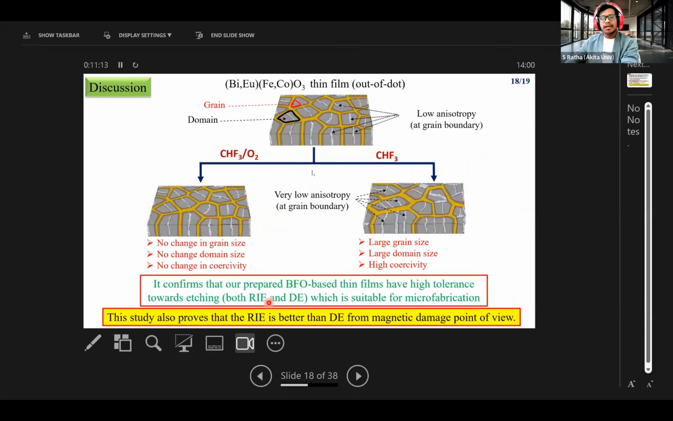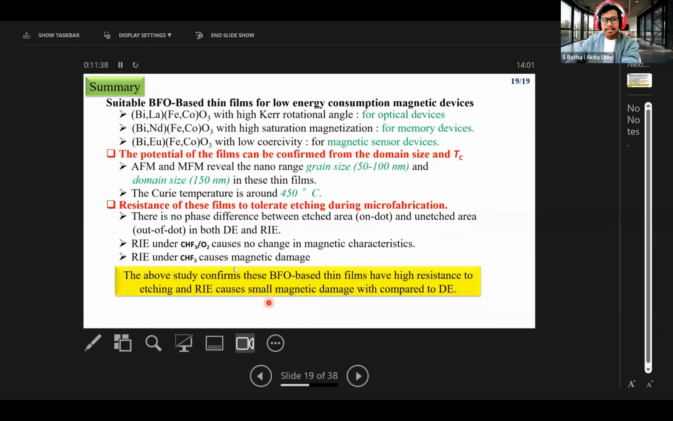So if I discuss my second part of the work, which is really interesting, we found an increase in the grain size, domain size and coercivity in the presence of CHF3 alone. If we introduce oxygen with CHF3, we could reduce all these things and find an optimized magnetic property, that is, no change in the magnetic property even after the microfabrication. That means RIE is better than dry etching. So this is the summary of my work. In the future, we are trying to optimize the dry etching because dry etching is not yet optimized.